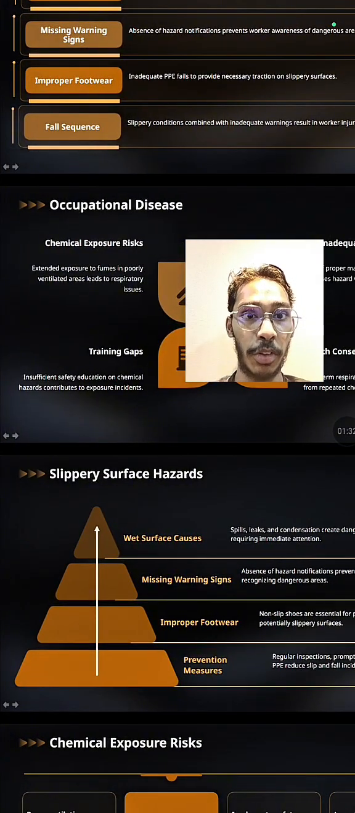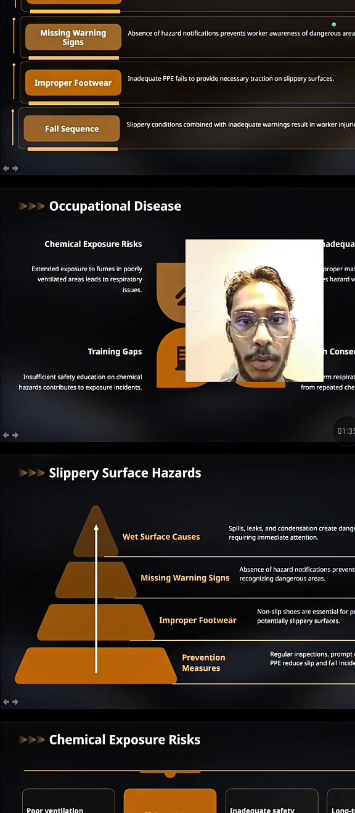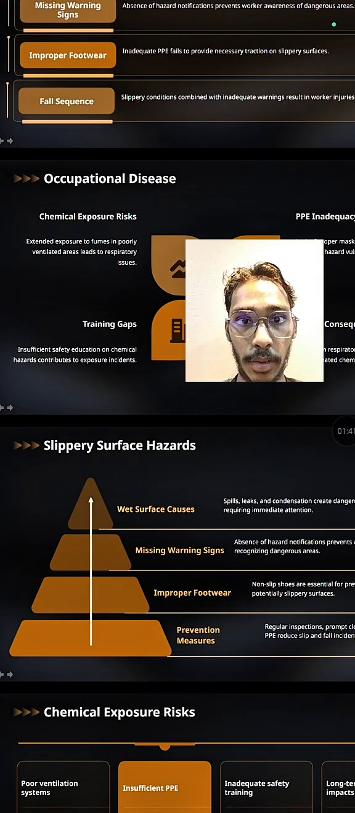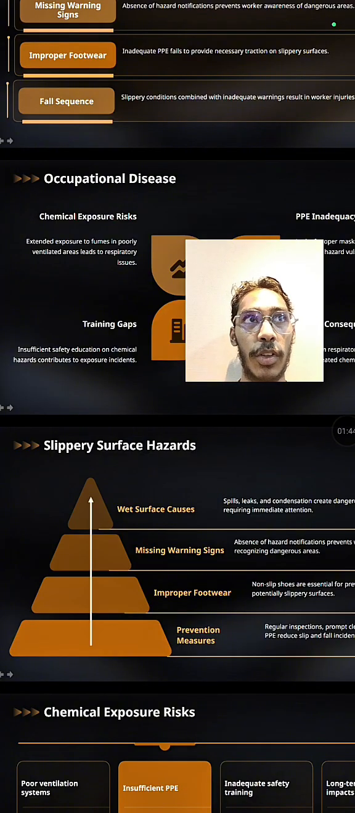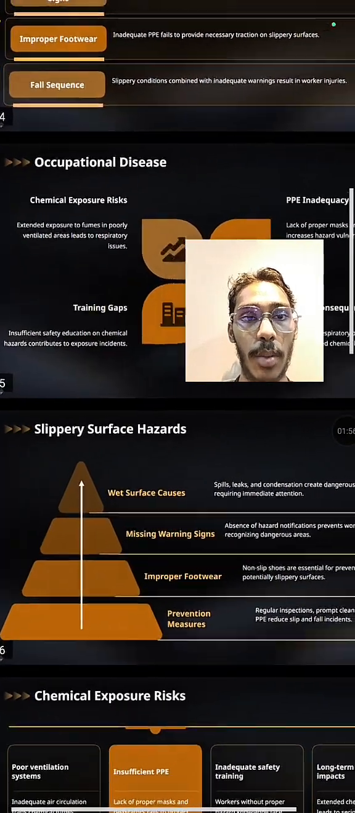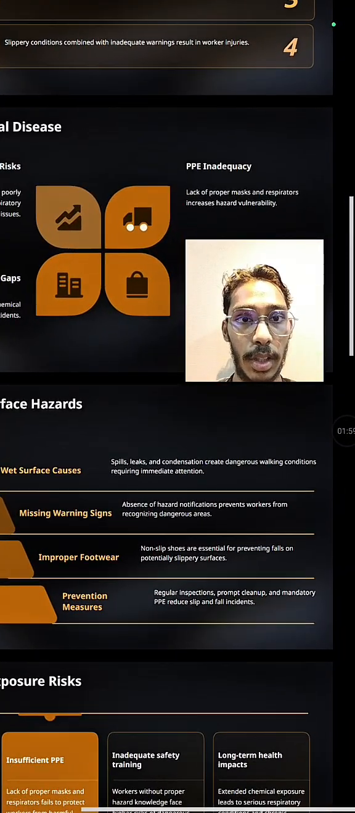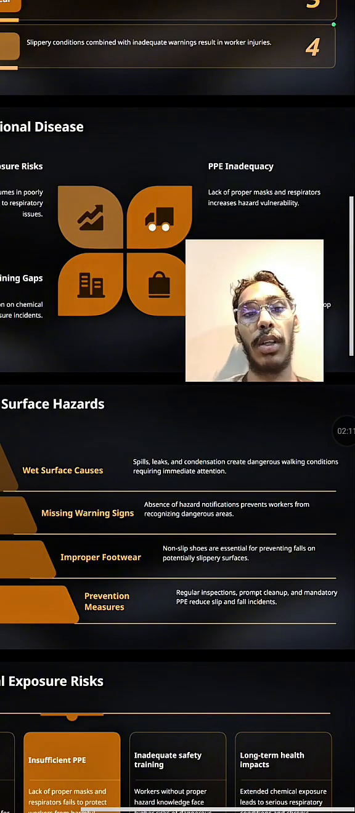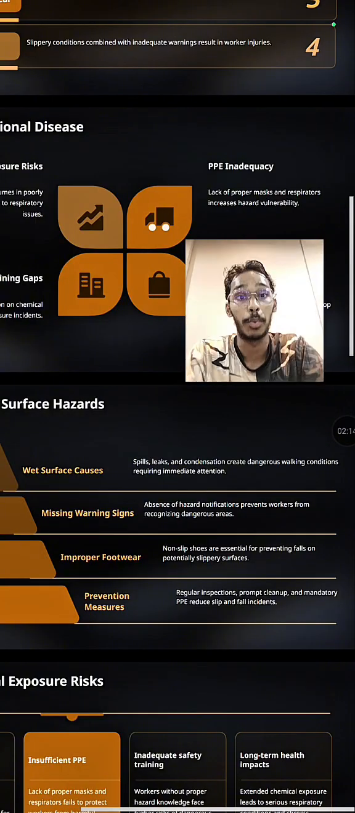Next slide is occupational disease. Chemical exposure risk. Extended exposure to fumes in poorly ventilated areas leads to respiratory issues. This is basically not having enough clean air to breathe in, so that if you don't breathe in that air, you may suffer from lack of proper oxygen. PPE inadequacy. Lack of proper mask and respiratory system increases hazard vulnerability. Almost similar to the last one. This can also lead to lack of proper breathing air.